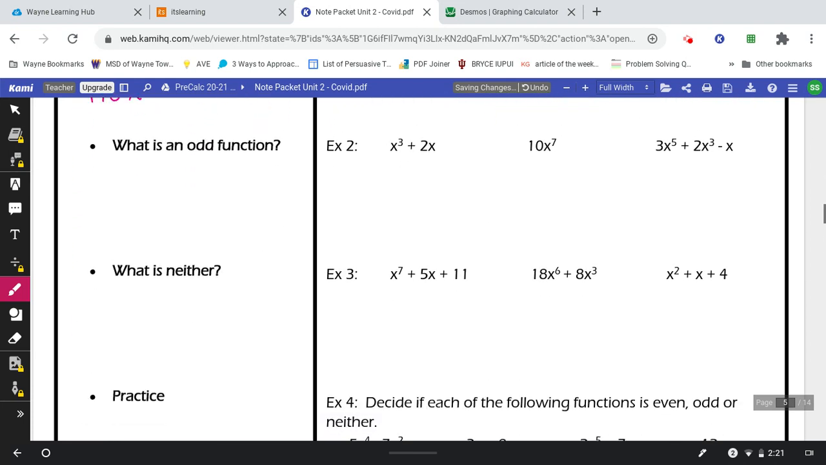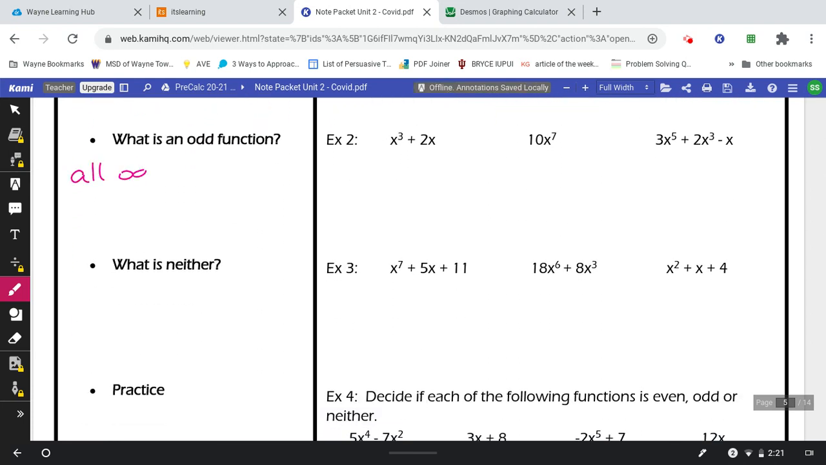All right, for your odd functions, it's when you have all odd exponents. The thing we need to remember here is if it has an x, you need to make sure you put x to the first power. You need to fill in that 1. So on this first example, you have 2x to the 1, so you have a 3 and a 1. 3 and 1 are both odd numbers, so this is an odd function. 7 is odd, that one's odd. The 5, the 3, and the invisible 1, those are all odd, so that is an odd function.